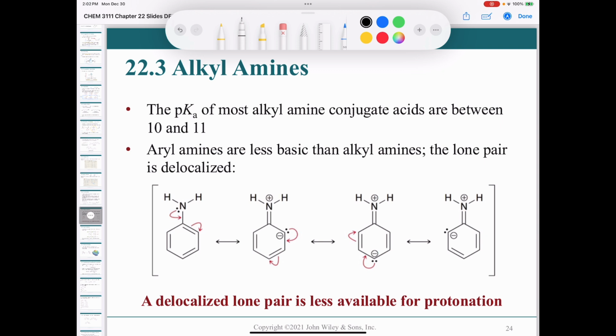Now, this slide is nothing more than a rehash of some topics that I've already talked about in this video. It says here the pKa of most alkyl amine conjugate acids was between 10 and 11, whereas the pKa of the anilinium ions was more like 4.5 to 5, okay? And the rationale was, why? It's that the lone pair on the nitrogen of an aniline is delocalized, and you should all be able to draw these resonance forms that are shown here. And so if the lone pair is delocalized, it's less basic, and therefore it produces a more acidic conjugate acid.